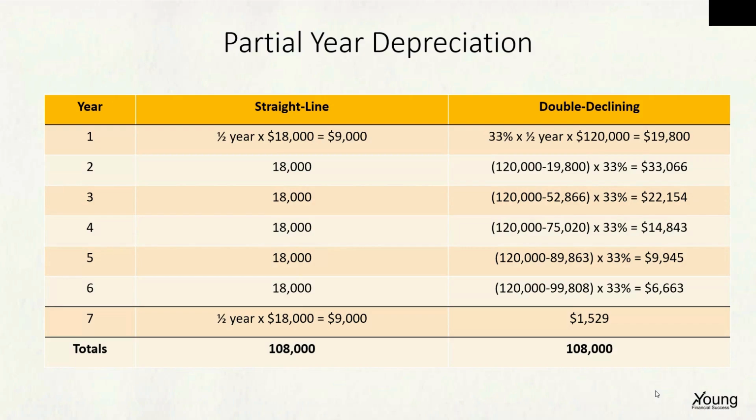So those are the 4 methods that we're covering in this chapter for depreciation. And in the next chapter, we're going to talk about disposing of a property, plant, or equipment asset.